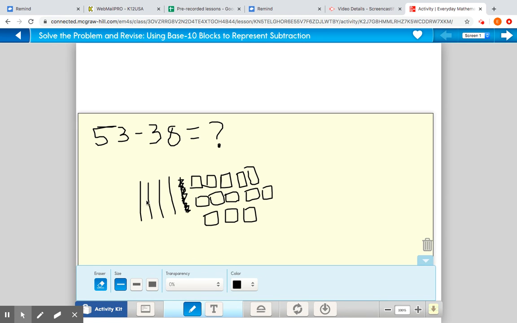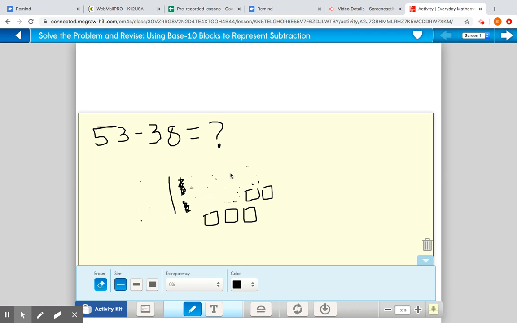Now, when you guys are doing this, you don't need to erase. You can cross out. I'm just erasing so you can see it on my screen. So I'm going to take away 3 10s. 1, 2, 3. Get rid of that. Then I'm going to take away 8 ones. 1, 2, 3, 4, 5, 6, 7, 8. See, that's why you shouldn't erase. You should just cross out like that.